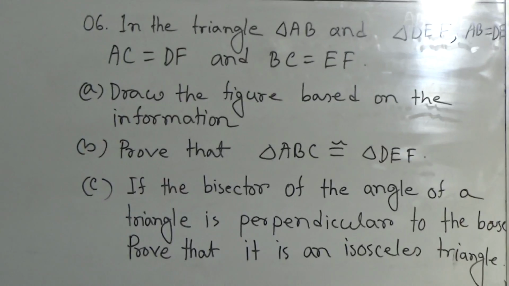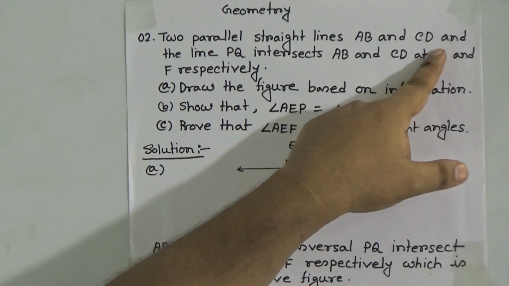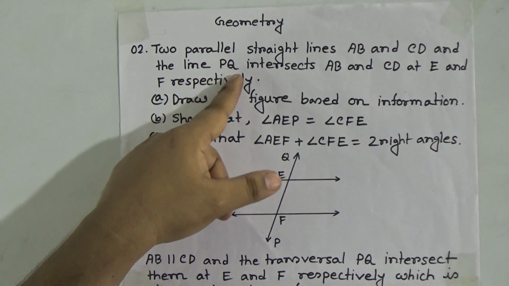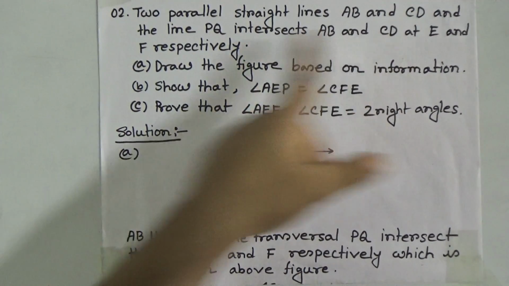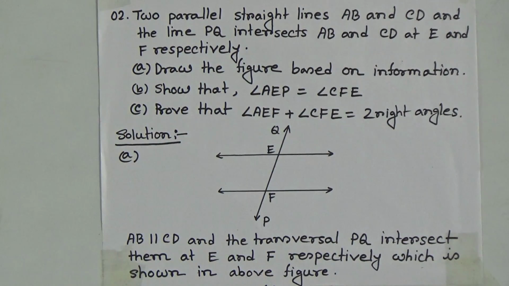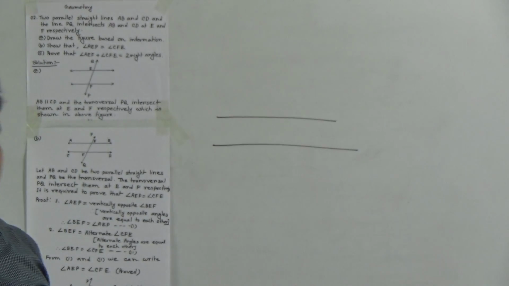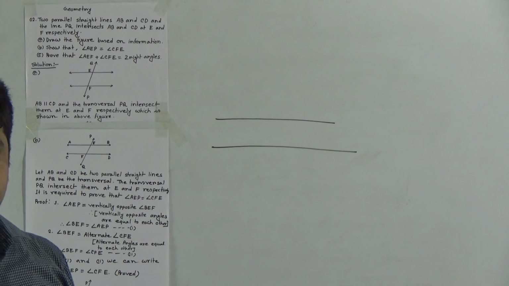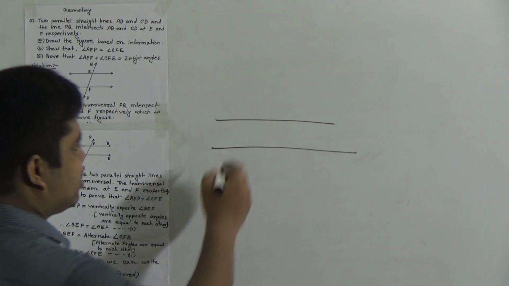Now my dear students, we shall read question number 2. Let us start. Two parallel straight lines AB and CD, and the line PQ intersects AB and CD at the points E and F respectively. Notice, AB and CD are two parallel lines. What do you mean by parallel lines? Parallel lines are two lines which have the same distance in all space.